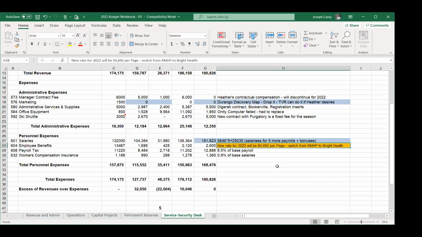The employee benefits, we budgeted 13,000. We only spent 2120. What was that about? Nobody took it, but this year they will. Or somebody will. Two people? Well, one now. Okay, so one. This number needs to go up to the 4692.